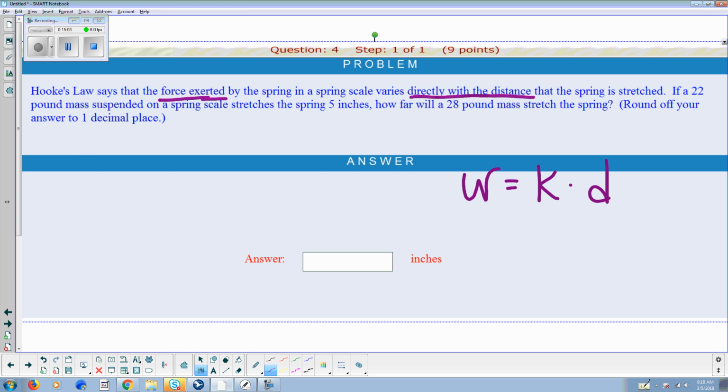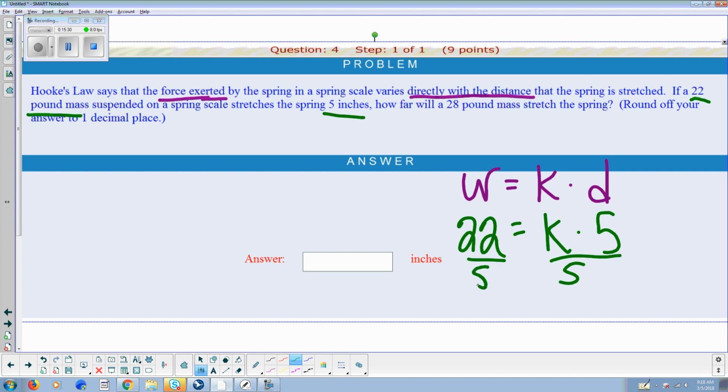Okay, if a 22-pound mass, that is referring to the weight, 22-pound mass, suspended on a spring scale stretches the spring 5 inches. K times 5. Let's solve for K. We would divide by 5, and we would see that K is 22 over 5. And I'm just going to leave it as that fraction, 22 over 5.